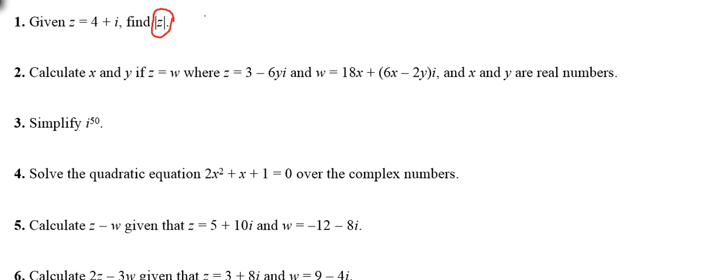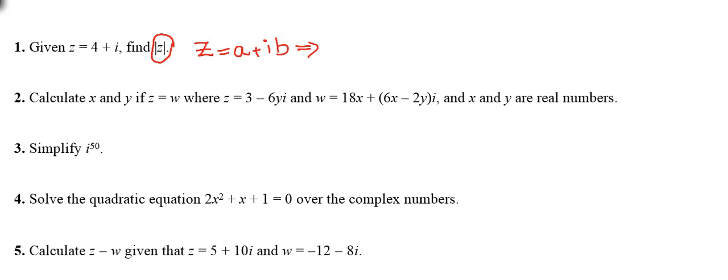In general, any complex number can be written in this form: a plus ib, or x plus iy. a and b both are real numbers. i is an imaginary number. So, if we want to find the modulus of this complex number z, it's written as that, modulus of z.